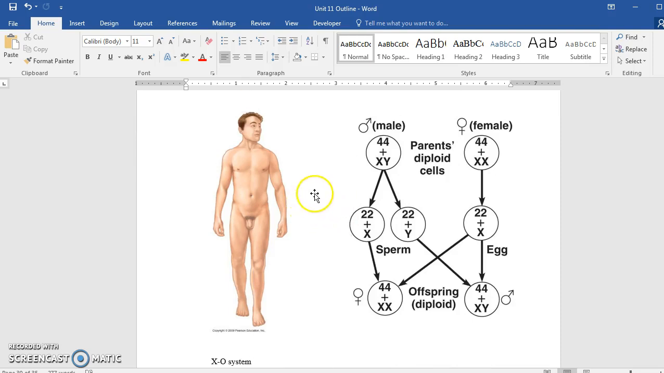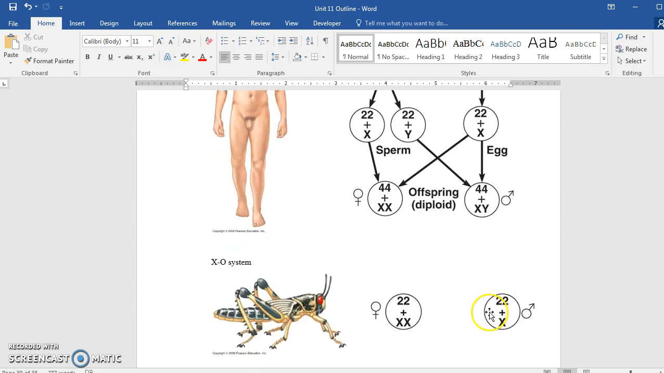Well, here is an illustration, male versus the female, 44 chromosomes plus XY, female 44 chromosomes and 2 X's. And the male can give 22 chromosomes and an X, or 22 chromosomes and a Y in each of the sex cells. Female, 22 chromosomes and an X, one of those X's. And then the offspring are either going to be female or male, depending on whether they have 2 X's or an X and a Y.